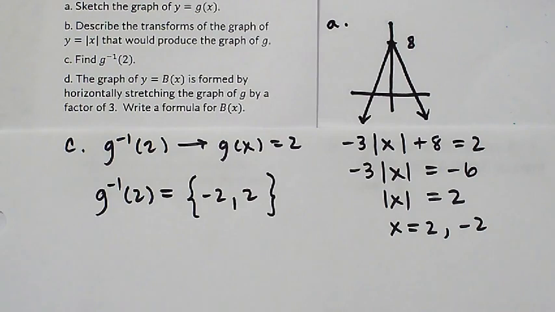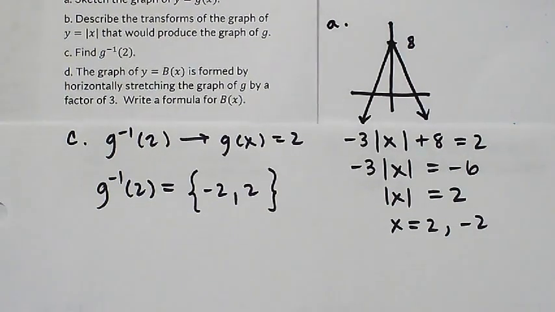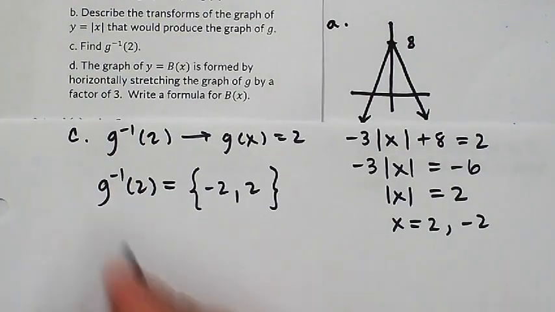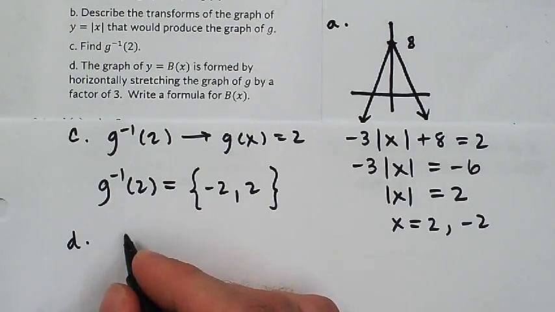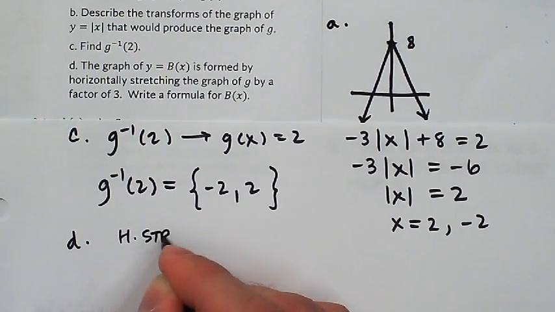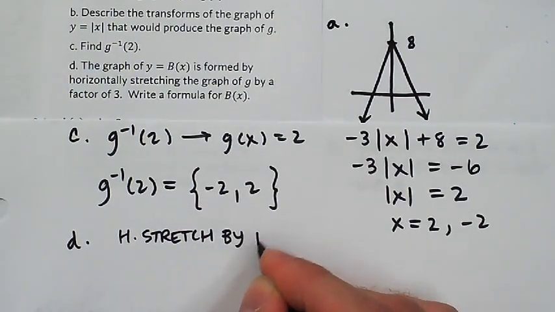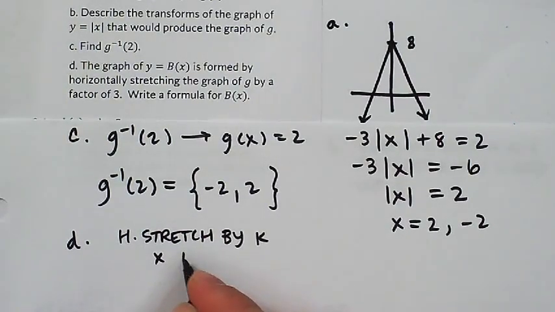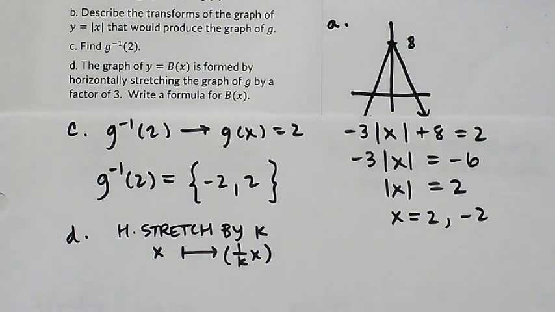Right. The graph of y equals b of x is formed by horizontally stretching the graph of g by a factor of 3. Right, write a formula for b of x. All right, well, remember that a horizontal stretch by a factor of, say, k, is where we're going to take x and replace it with 1 over k times x. So that's what I'm going to do in the formula for g to get to b.